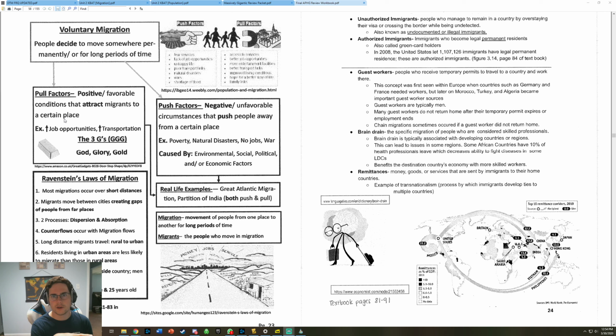Those are all the different factors, and you can just flip those on their heads and you get the push factors. So maybe the government has started a civil war. That's a pretty big push factor. Maybe you lost your job, or there are no jobs to be had. Maybe there was a natural disaster like a hurricane, a tornado, or an earthquake, and you can't live there anymore. Or maybe you're being targeted because of your race, religion, gender, or sexuality. Those would all be push factors.